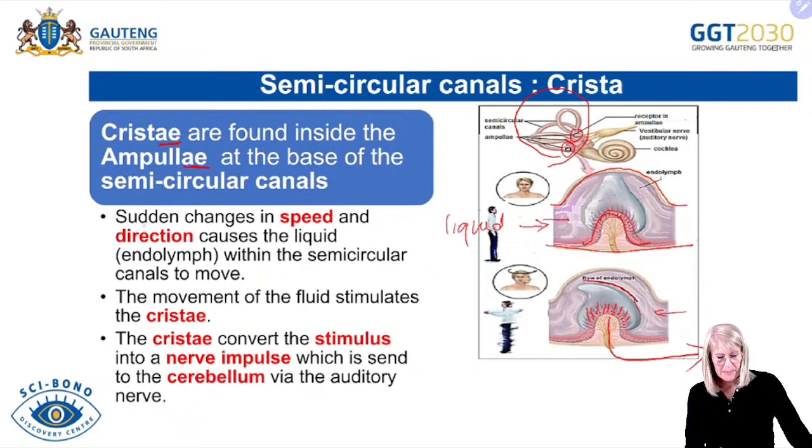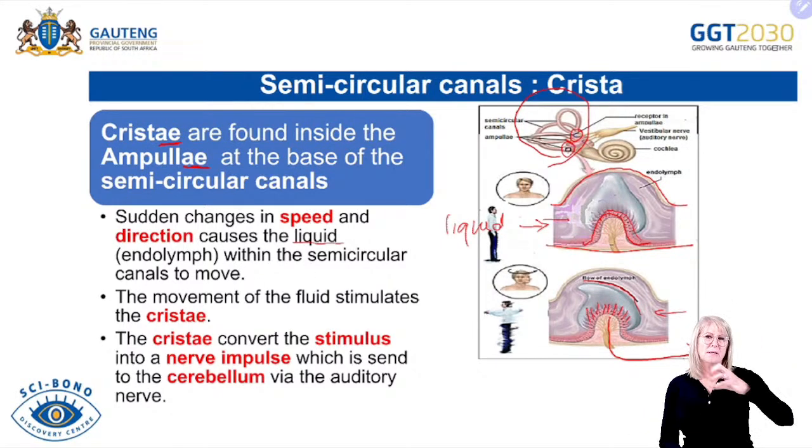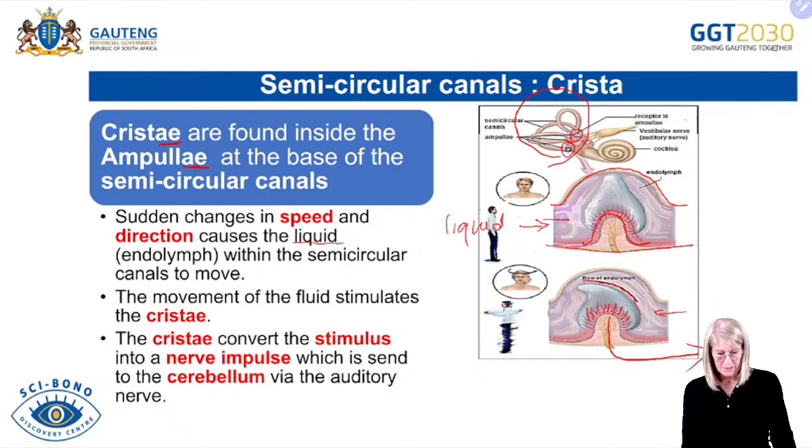What happens is when there's a sudden change in speed and direction, it's going to cause that liquid, which is called endolymph, to move. But you only need to know it as liquid; if you have a look at the exam guideline, they expect you to know it as liquid. Within those semicircular canals, it starts to move. Remember I said it's a little bit thicker than water, so it doesn't run as quickly as water. It moves a little bit slower.